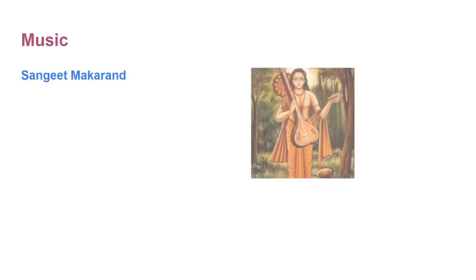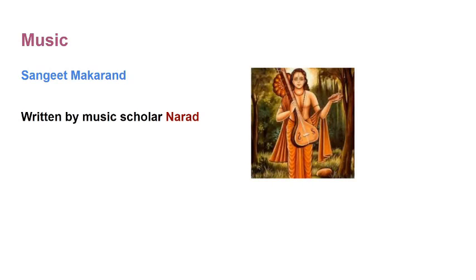In ancient India, many texts were written on music, out of which the introduction of 3 is given in your textbook. The first one is Sangeet Makarand. A music scholar Narad had written Sangeet Makarand in about 900 BC. It describes 19 Venas and 101 rhythms which are useful even today. Sangeet Makarand is an ancient work on classical music and it is written by Narad.